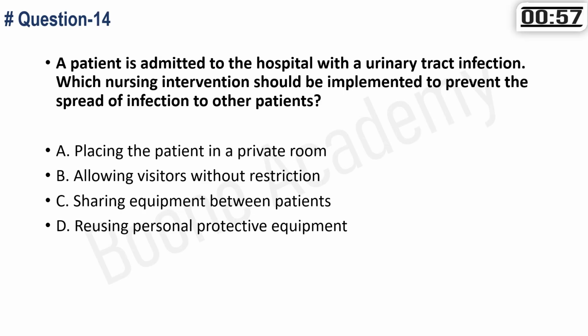Question 14. A patient is admitted to the hospital with a urinary tract infection. Which nursing intervention should be implemented to prevent the spread of infection to other patients? A. Placing the patient in a private room. B. Allowing visitors without restriction. C. Sharing equipment between patients. D. Reusing personal protective equipment. You have 1 minute to answer your question.